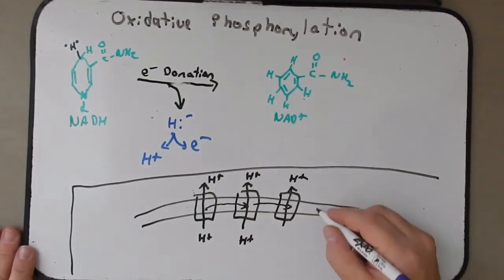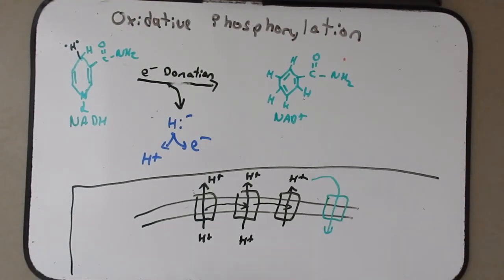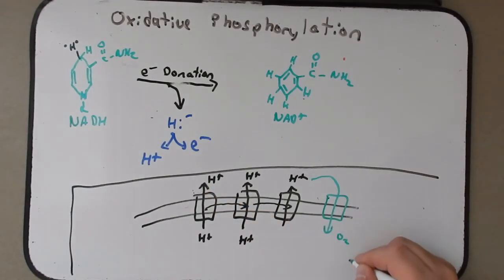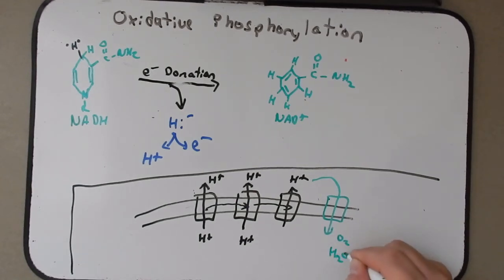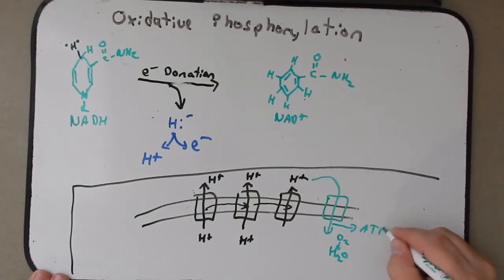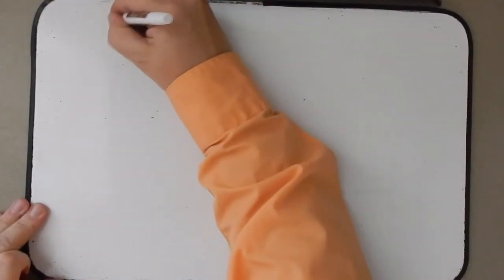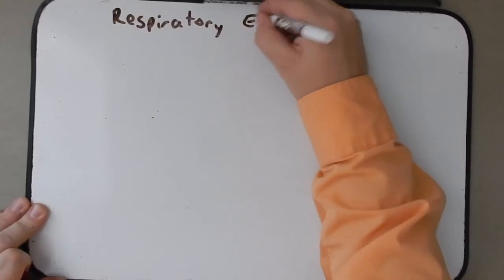And then they will move back across. And as they move back across, these high energy electrons will finally interact with oxygen, which is the ultimate electron acceptor, to generate water. In that process, as I said on the last whiteboard, we make lots of ATP. What I'm going to spend a lot of time on in the next whiteboard are the actual enzyme complexes here. So let's talk about these respiratory enzyme complexes.